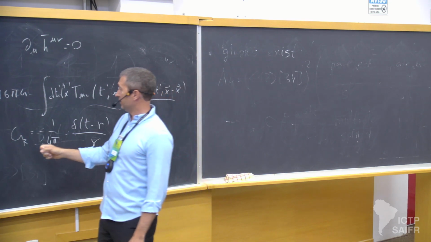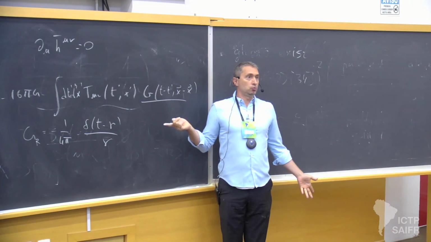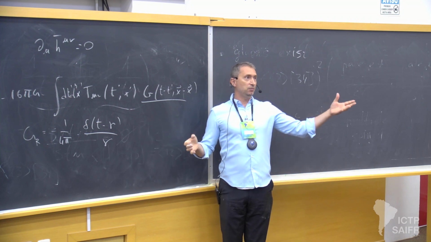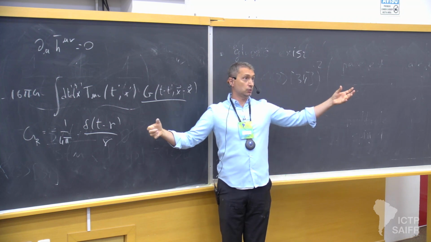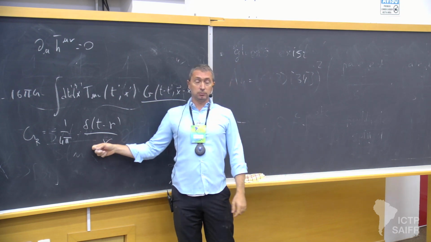What is important is that here I'm using the retarded green function. I won't be using the Feynman green function. What for? It's astrophysics. The field at some distance must depend on the past of the source. The Feynman green function, we'll see, is acausal. This is the causal green function.